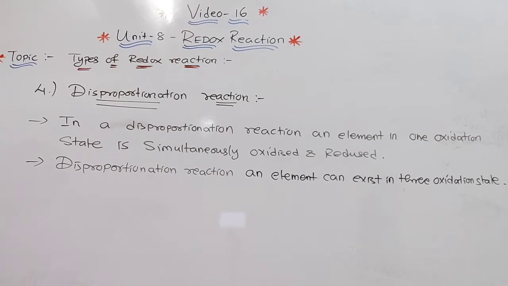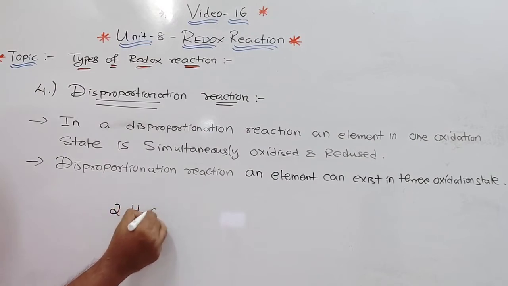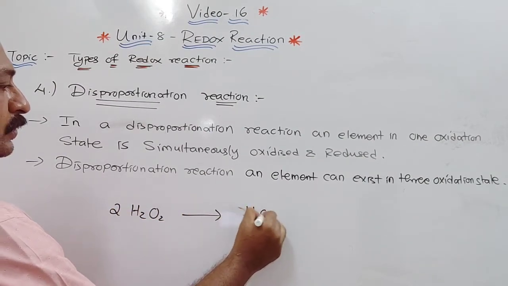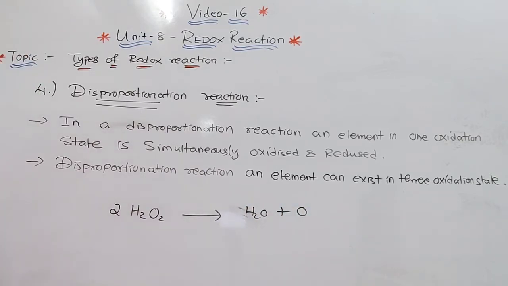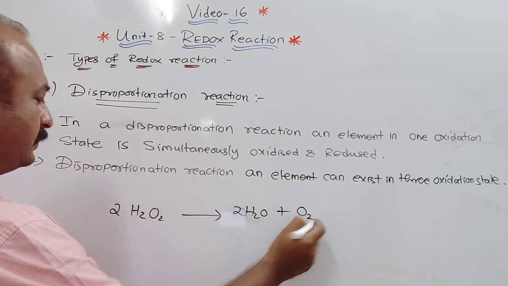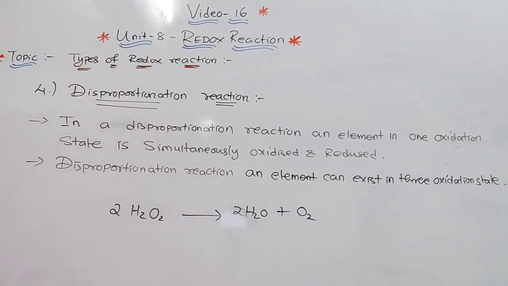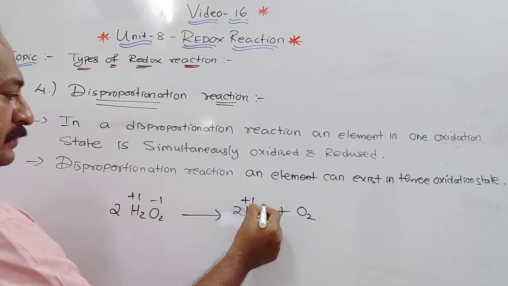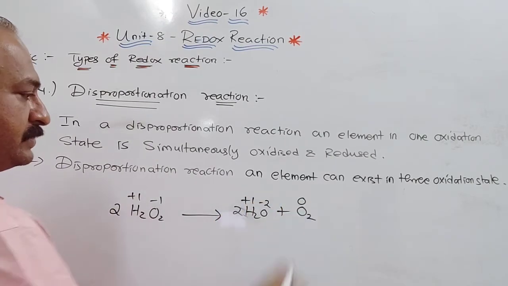If you see here, there are many examples. First one is the decomposition of hydrogen peroxide. It will give us H2O plus O, nascent oxygen. Otherwise we take 2 molecules, so here O2. If one molecule of H2O2 is there, then we get O, nascent oxygen. Now in this case, here -1, +1, +1, -2 and 0.